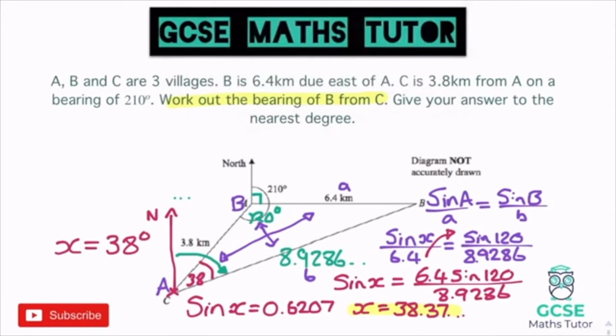So if we get rid of that, we've got all of this information now. We know that x is 38, we've worked that out. And let's just get rid of some of this writing here. Get rid of some of that, there we go. Right, so hopefully you can see this a little bit more clearly now.